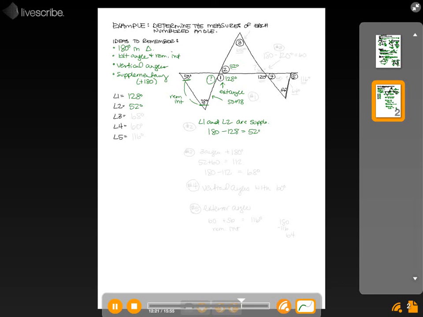Okay, so far so good. We found 2 of the 5 angles. Angle 3 is way up here. Now we know one of the angles in the triangle. We need to know the other.